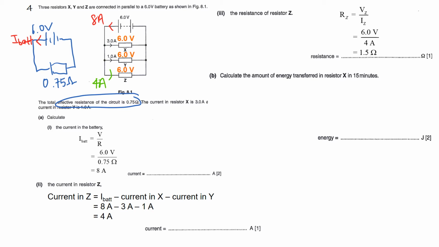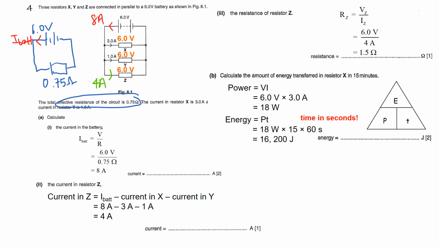Calculate the amount of energy transferred in resistor X in 15 minutes. There are many ways that you can apply to find the answer to this question. This is only one of the many ways. First, you can use power, something you are very familiar with, P = VI. 6 volt multiplied by 3 ampere current flowing through X. I get 18 watts as the power of X. Then I use E = Pt, 18 watts multiplied by 15 minutes times 60. An important reminder that your time must be in seconds. That will give you the energy transferred as 16,200 joules.